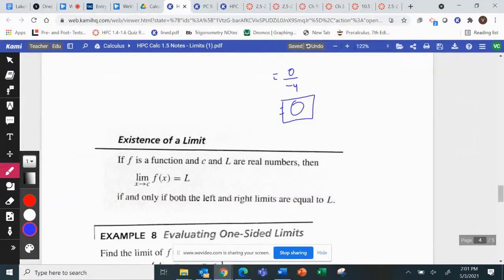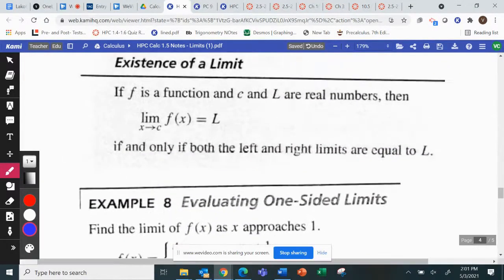Existence of a limit. I talked about this with the pictures, but we can do it analytically as well. There's only a limit that exists if both left and right sides are equal to that limit. So with the picture, the one that had a big break in between, that limit did not exist.